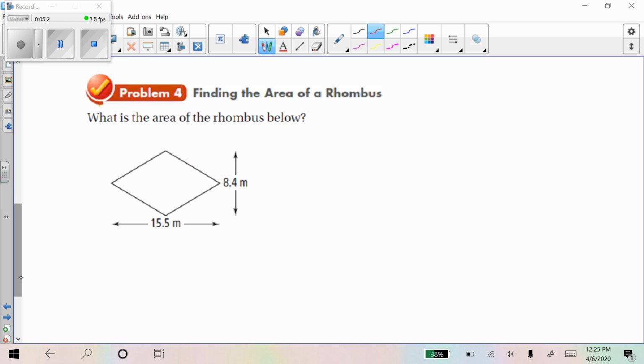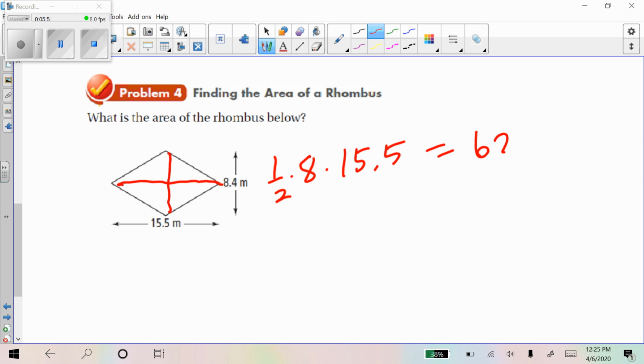All right, finding the area of a rhombus. We're going to use the same formula, so we're just going to take 1/2 times the 8.4 would represent that diagonal and 15.5 would represent that diagonal. So 1/2 times 8 times 15.5 equals 62.